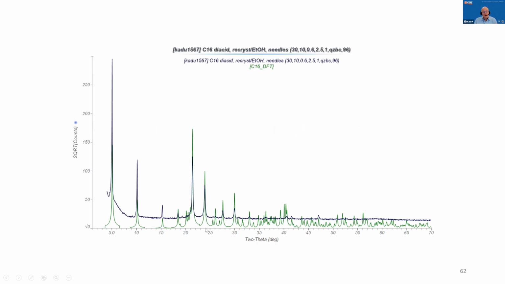This green one is one curve calculated once I knew the structure, and the square root scale means we have these cutoffs here. And patterns like this are very difficult or impossible to index because there are not very many peaks, and even things that look like single peaks turn out to be many peaks. So you don't really know what indices to assign them. It's only after you have a rough model that you know the indices of this peak and then could calculate a better unit cell. So it was kind of a perverse problem.